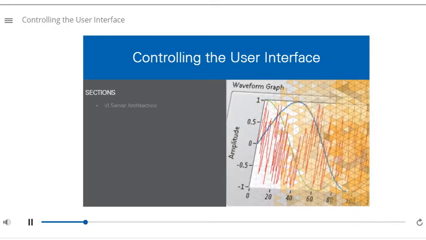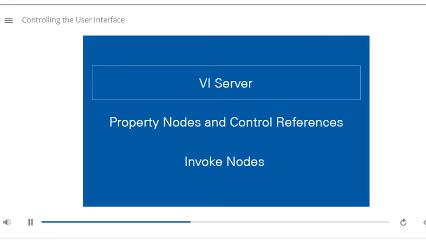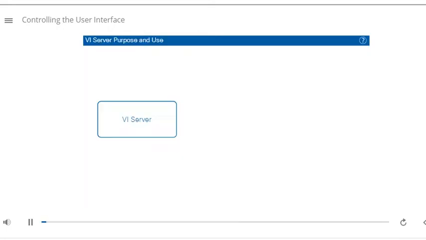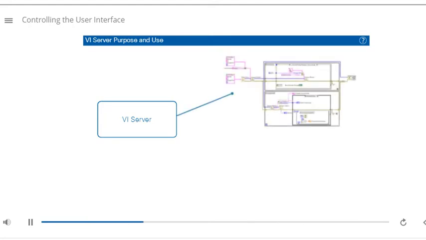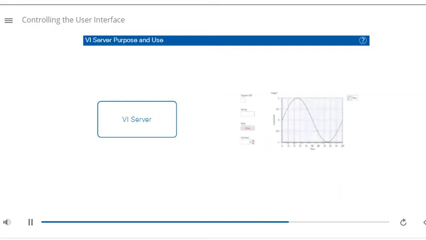In this lesson, you'll learn about using property nodes and control references to programmatically control front panel objects. VI Server provides programmatic access to LabVIEW and LabVIEW applications. Although VI Server performs many functions, this section concentrates on how to use the VI Server to control front panel objects.